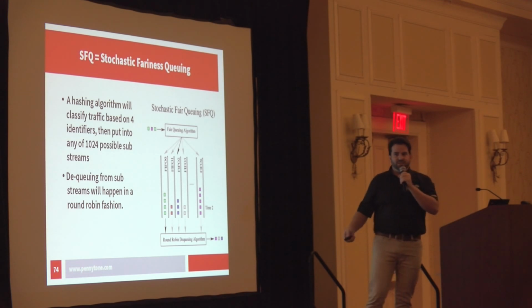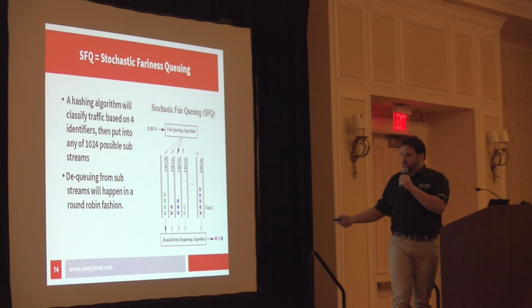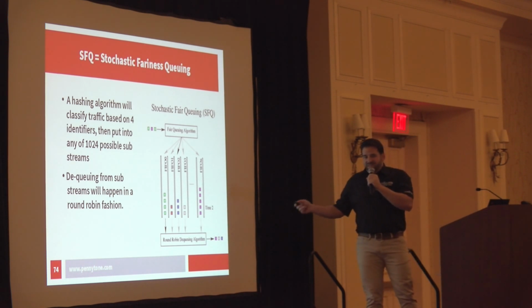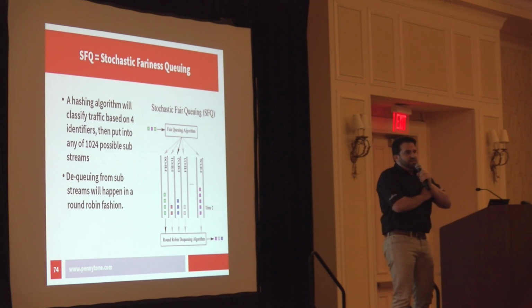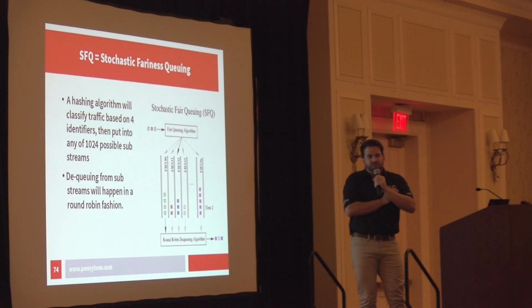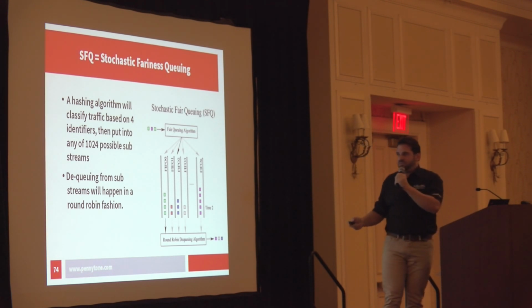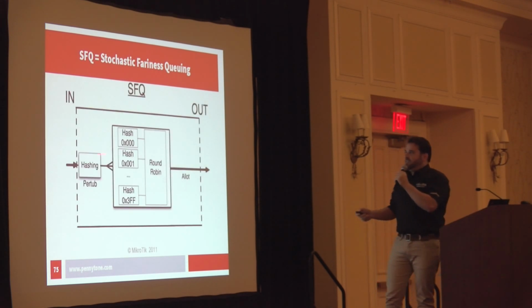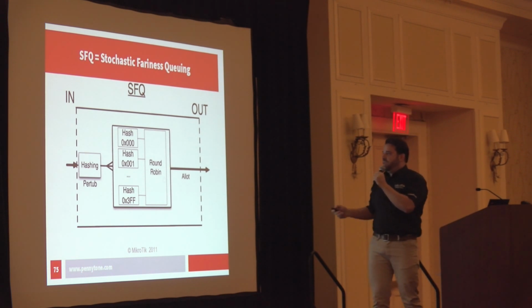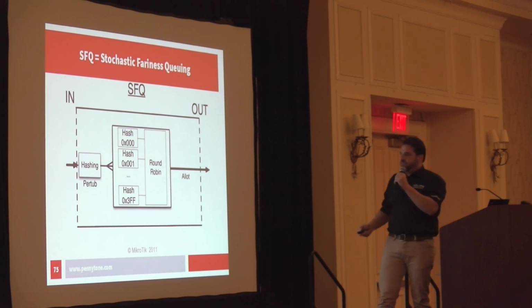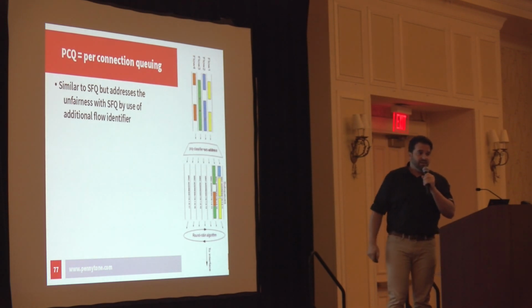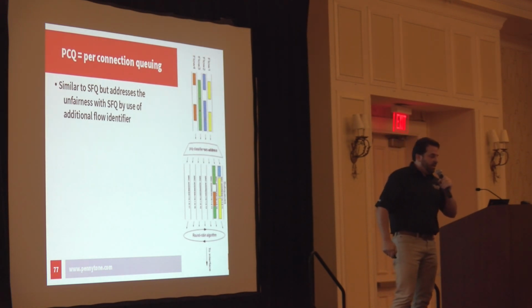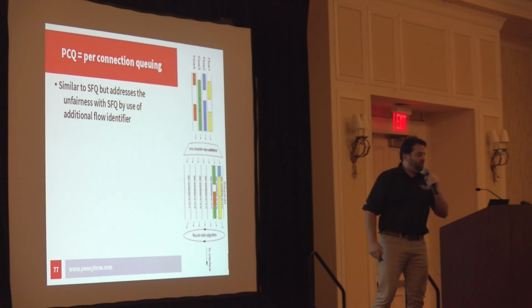The user with 1,000 sessions is going to get 100 times more chances to send out traffic than the user with 10 sessions. This can be used if you're sending all traffic to a single host or from a single host, but I just don't use this because it has a serious flaw, which I just explained. And the logic for this is it goes in, the hashing algorithm separates it into its subqueues, and then in a round-robin fashion, it dequeues.